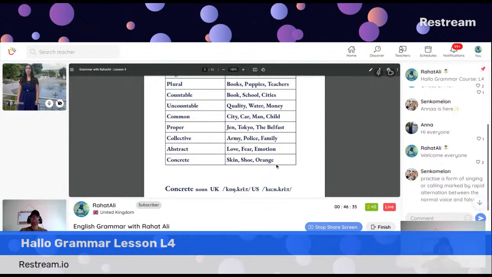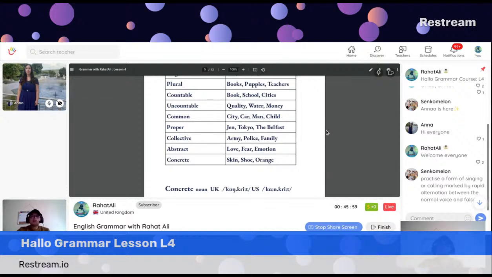Okay, and collective noun is when it's like a group of people, a collection all together, like army, police, family. Like in our family, there are many members. We call them family. Then abstract noun is love, fear, which we can't touch. If you remember, as I said, abstract noun is a kind of uncountable noun, but it's mostly like our human states, like love, fear, emotions, fever, etc.